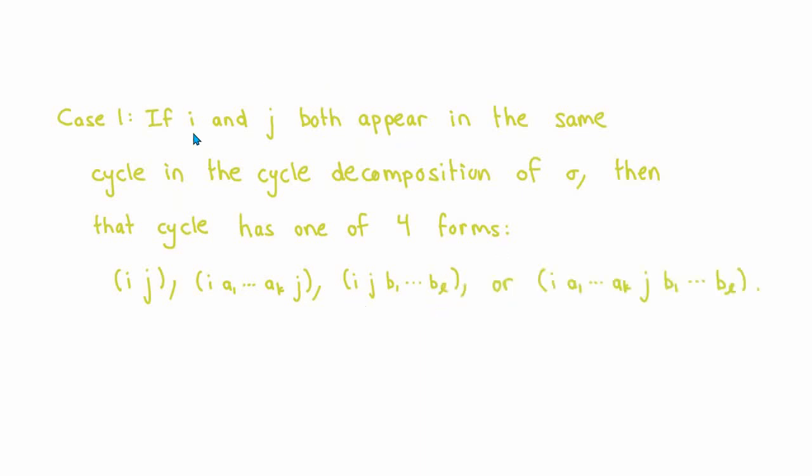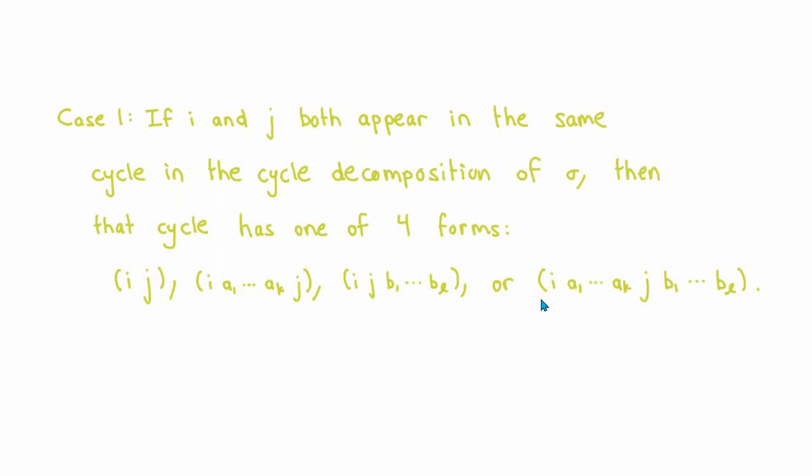And finally, if i and j both appear in the same cycle in the cycle decomposition of sigma, and if that cycle doesn't have one of the first 3 forms here, then it must be the case that the cycle has the form i, a1, a2 out to ak for some natural number k, followed by j, b1, b2 out to bl for some natural number l. One thing to remember here, which we mentioned in the previous video, is that the cycle notation of a single cycle of length at least 2 is never unique. So when I'm writing down a cycle, I can choose any one of the entries in the cycle to be the first entry. And here I've decided to choose i to be the first entry in all of these representations. Well, anyway, these are the 4 possibilities for the cycle in which i and j appear in this case.